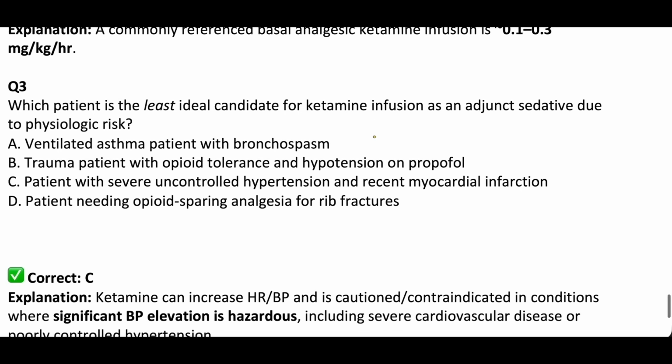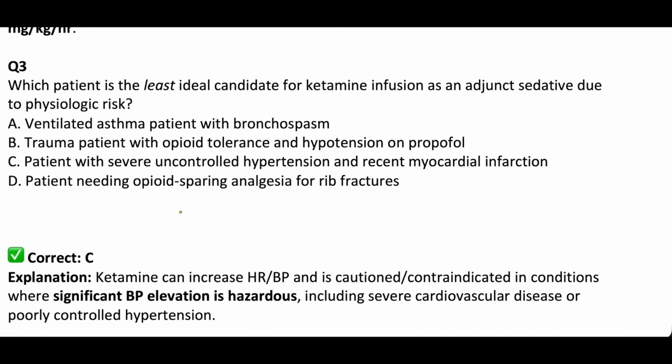Correct answer is C, right? C, patient with severe uncontrolled hypertension and recent myocardial infarction. Ketamine can increase heart rate and blood pressure. You should be very cautious in conditions when an increase in blood pressure would be hazardous, such as cardiovascular disease, poorly controlled hypertension, aortic catastrophes, all that kind of stuff.